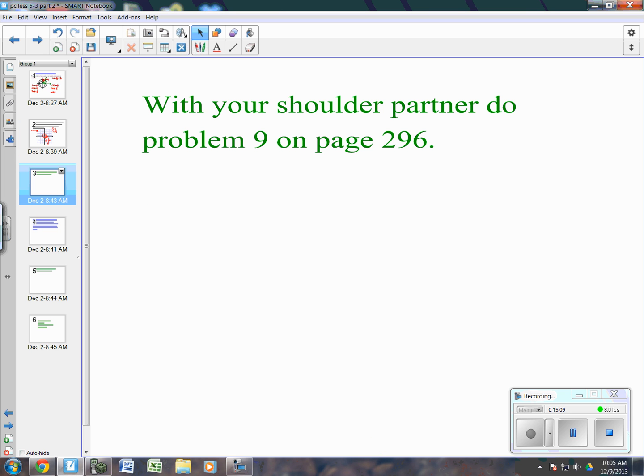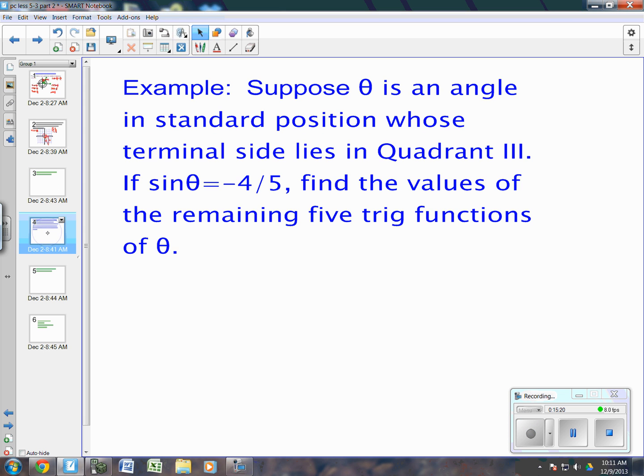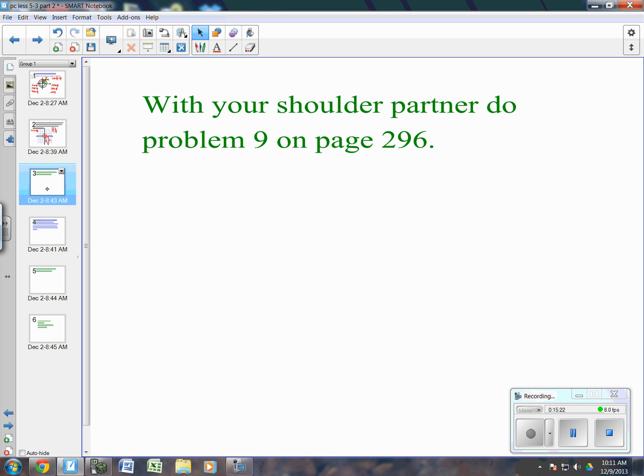Okay, with your shoulder partner, do problem number 9 on page 296. Okay? Problem number 9 on page 296. I'm going to give you a minute to do that one. Okay, you guys did a good job on that one. Did you guys check your answers in the back of the book? Make sure they're right. You should always do that on the odd problems.